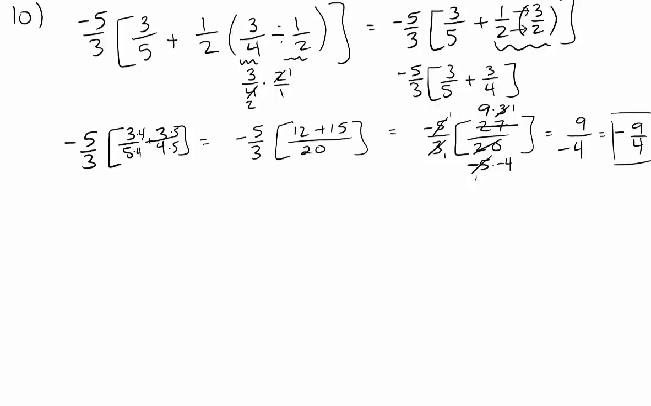Let me just check to make sure. Negative 9 over 4, that's our final answer. That is the last problem, last even problem that I'm going to perform in this section. I encourage you guys and gals to do all the odd problems. And again, if you have any more questions, feel free to leave them in the comments below or come into the tutoring center and ask.